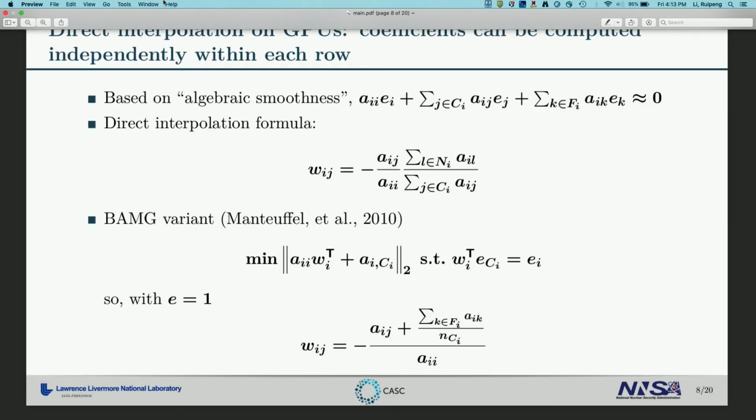Interpolation. We started with the simplest direct interpolation. The formula is very simple in the sense that for each F point, you only need to look at the corresponding row of that matrix. The interpolation weight is given by minus Aij divided by Aii, and you scale by another factor to make sure you can interpolate constants exactly.